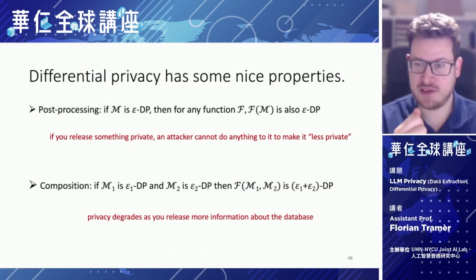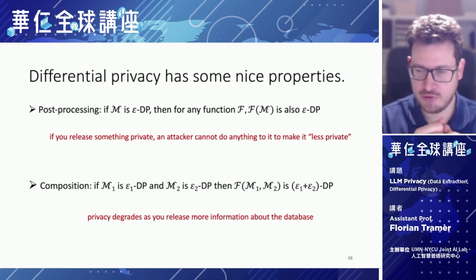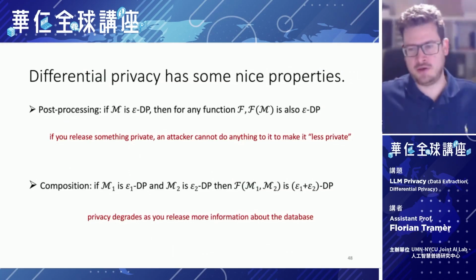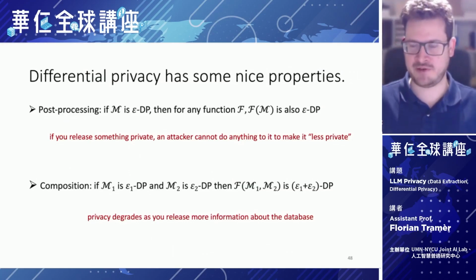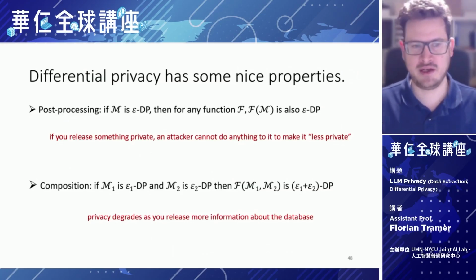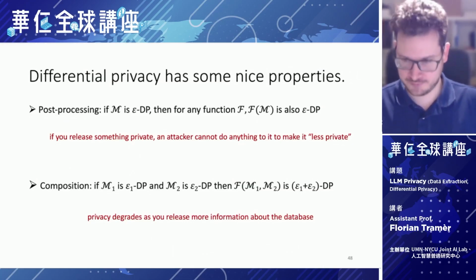And composition essentially means that if you have two algorithms that are both individually differentially private, then any composition of these two, any function that aggregates the results of these two mechanisms, is also going to be differentially private, with the privacy budgets adding up. And so as you release more information about the database, as you apply more algorithms to a database, the privacy degrades in a nice and controllable fashion.